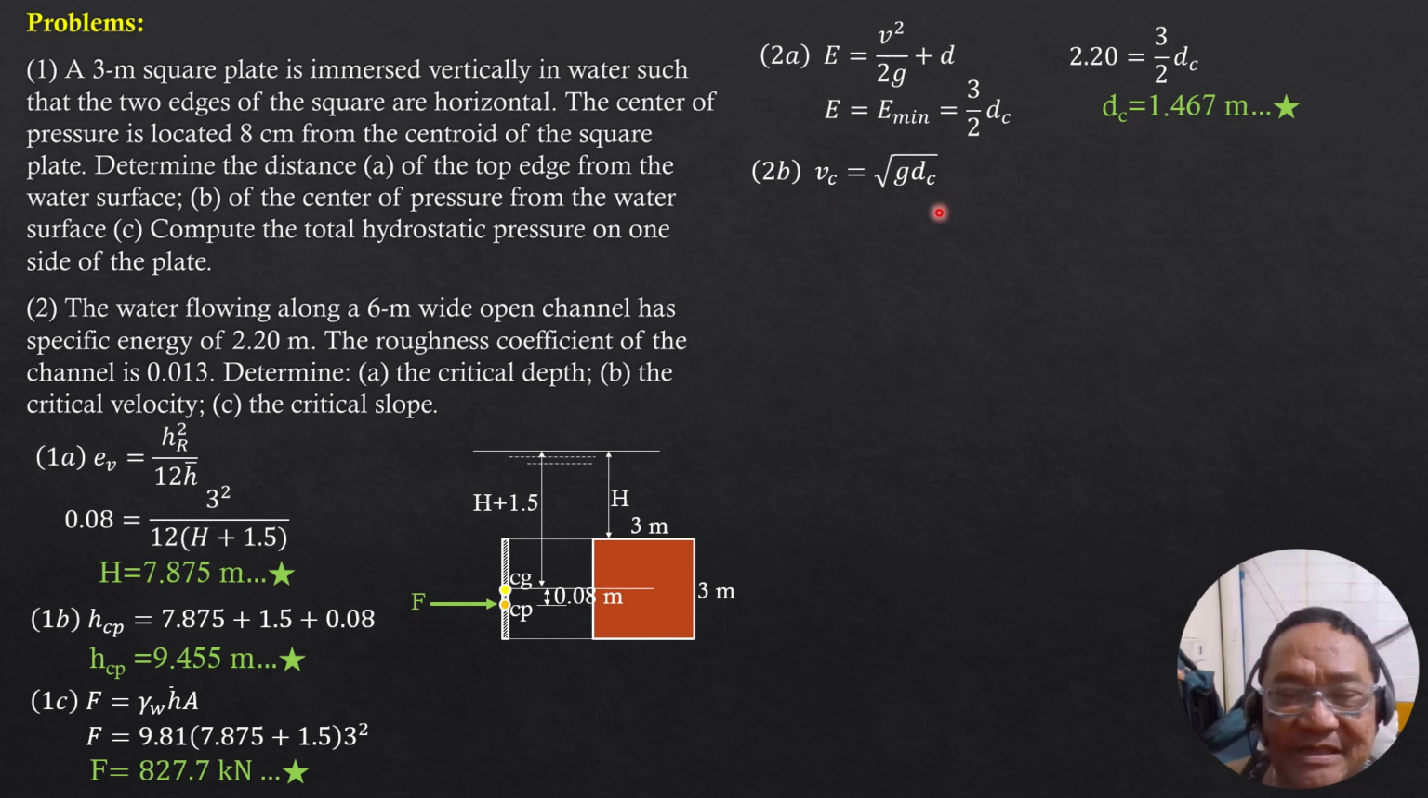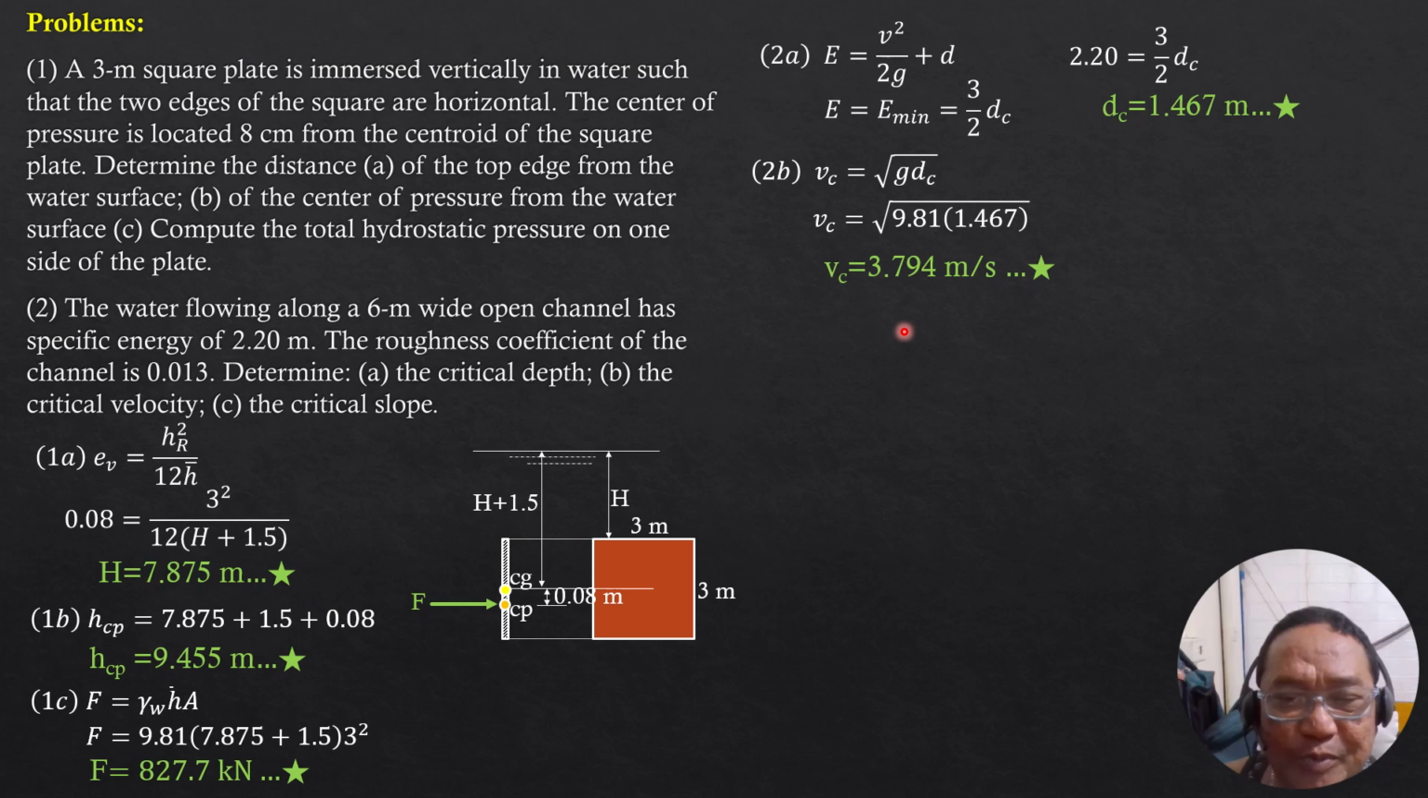So this is the formula for critical velocity for rectangular sections, and you can verify it there. You substitute this d sub c and you will get 3/2 critical depth as the minimum. So substituting, V sub c is the square root of 9.81 times 1.467, and the critical velocity is equal to 3.794 meters per second.